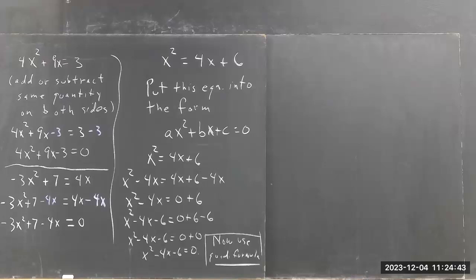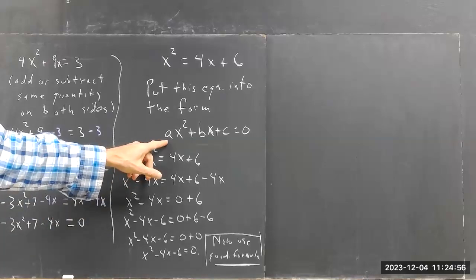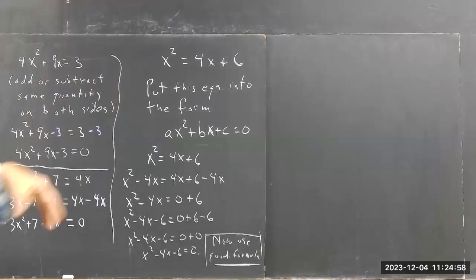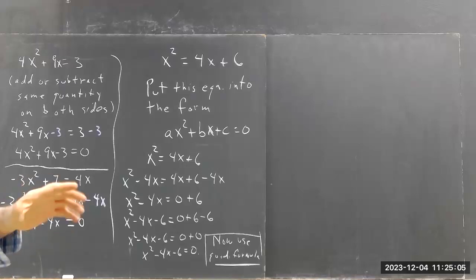Okay, now the common error. I just asked, what's the value of a for this expression? The answer I got from several people was that a is negative 3x squared. Something I see a whole lot when we start using the quadratic formula, and that's not quite right.